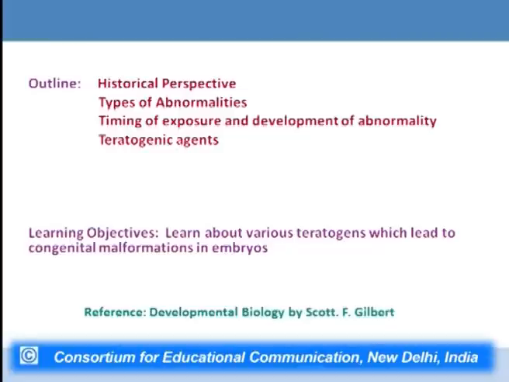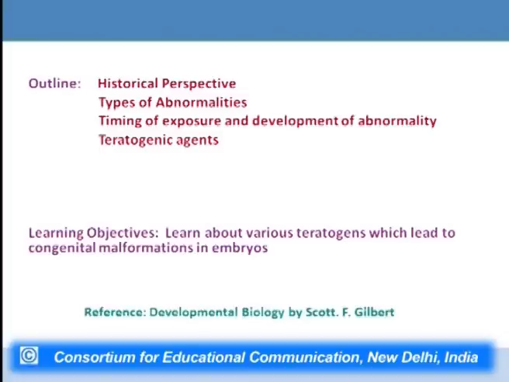The objective for this lecture would be to discuss the various mechanisms which lead to production of such individuals, and what possible role various kinds of agents, chemicals or physical agents like ionizing radiation play in creation of such individuals.